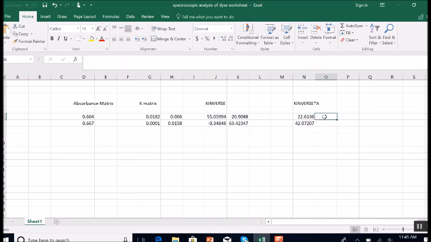So this is the concentration of acid red, and it had micromolar units. Our molar absorptivity was inverse micromolar, inverse centimeters. And this was acid yellow, also with micromolar units. So now we've got our concentrations, and that's what we were after.